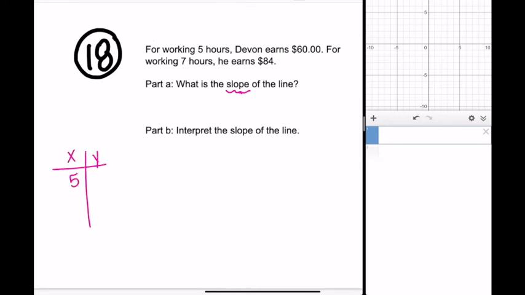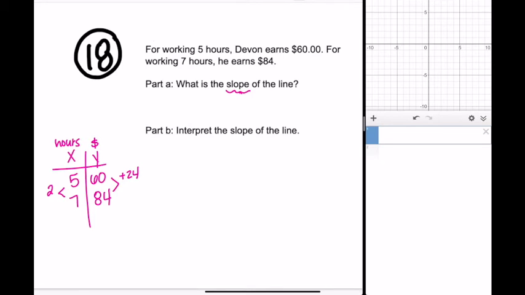So for 5 hours, remember that cost, or the amount of money, or his earnings, is dependent on how many hours he works. So for 5 hours, he earns $60. For 7 hours, he earns $84. So what is the slope? From 60 to 84, that's a change of $24. From 5 to 7, that's a change of 2 hours.